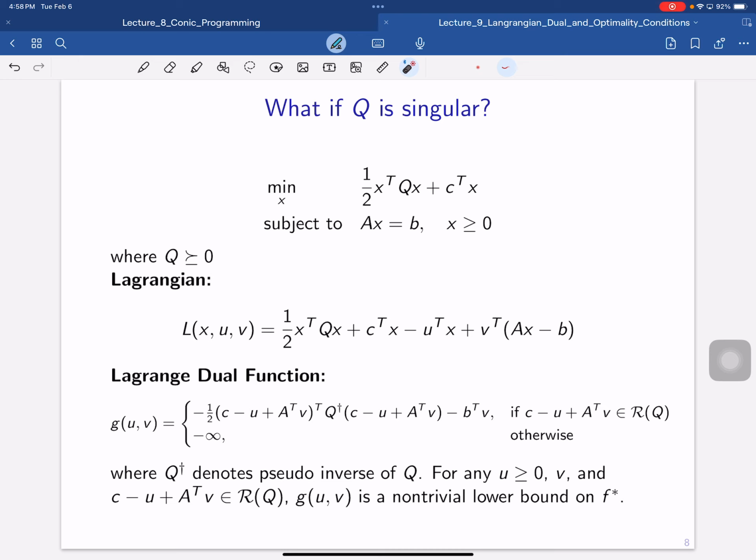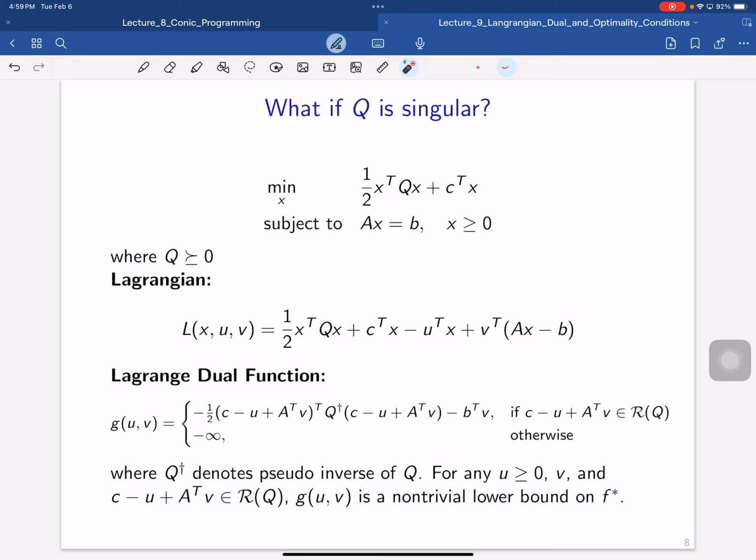So when you have a matrix which is singular, then the linear system may not have a unique solution. There are many cases that can occur. For example, if you take the derivative of this term, you may find out that there is no solution. Actually, the Lagrangian dual function will look like this when Q is singular. Here I'm replacing the inverse with a pseudo-inverse. In the last lecture, we talked very briefly about pseudo-inverse. If you forgot about that, it's okay. We will review that later.